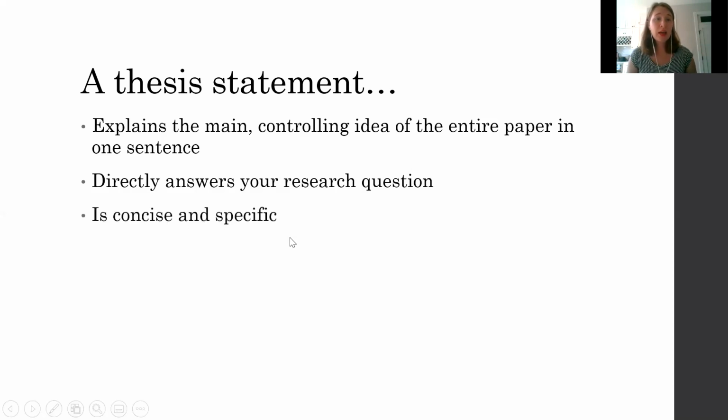Okay. It also, similar to your research question, needs to be concise and specific. Being concise is important because we're talking about 1 sentence, tops 2 sentences. Okay. It also needs to be arguable. Again, you can't just do something that's simply a fact. Okay. It needs to be something that someone could disagree with, or that there are multiple facets that you would need to explain.